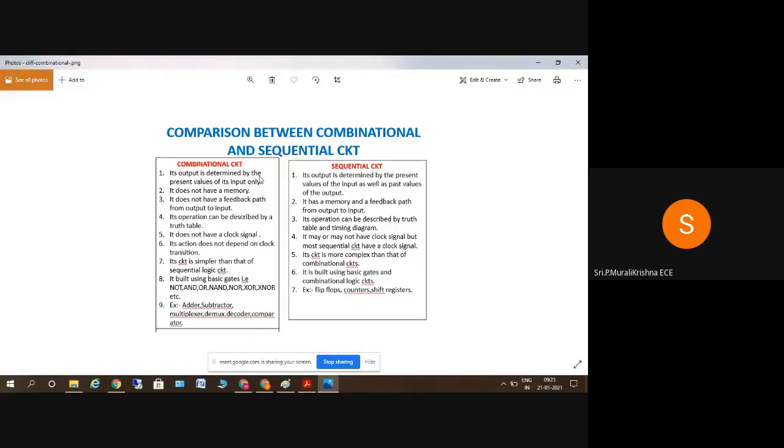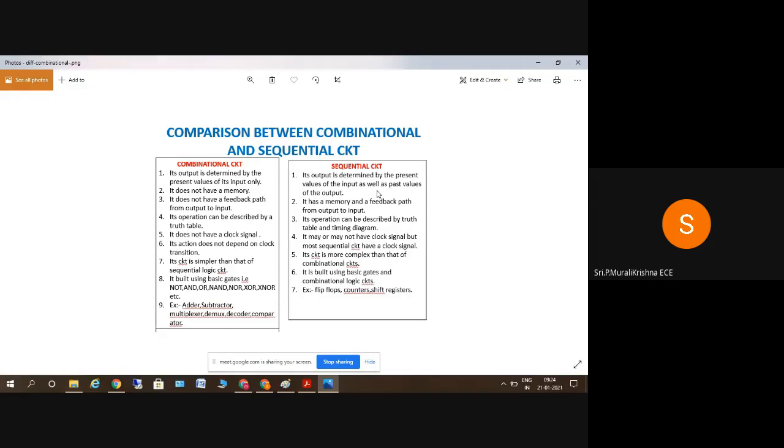Coming to the combinational circuit, we don't need any kind of memory, so it doesn't have any memory. In a sequential circuit, we need a memory and a feedback path from output to the input. Why do we need memory? When we talk about the past, the past is related to memory. If I want to remember the past, we need some memory, right? If I forget whatever happened yesterday, then I can say that I have no memory, right? In the same way, if we are talking about the past, definitely the memory plays an important role.